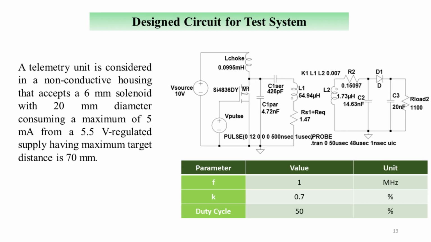To validate our design, we defined a specific test case, powering a small telemetry unit requiring 5.5 V at 5 mA over a distance of 70 mm. Using our design procedure, we calculated all component values shown here in Table I of the paper. We implemented the circuit in SPICE using a single, low RDS, on MOSFET. The simulation commands are set for a 1 MHz frequency with a 50% duty cycle pulse.